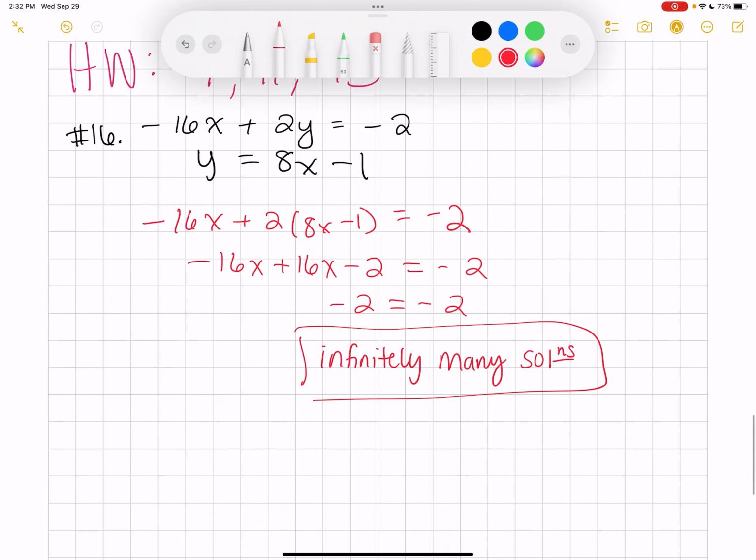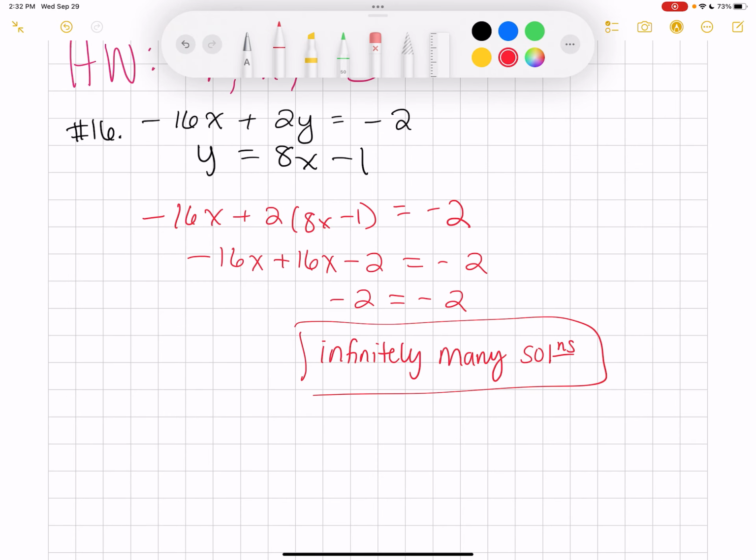Can I do one in one method and then check it with another method? Yeah, that would be fine. If you get no solution or infinitely many solutions, it could be smart to check it with another method because that's not where you can just plug numbers back in. But if there's one solution, then whatever ordered pair you get, you should take that and plug it back in as your checking method.